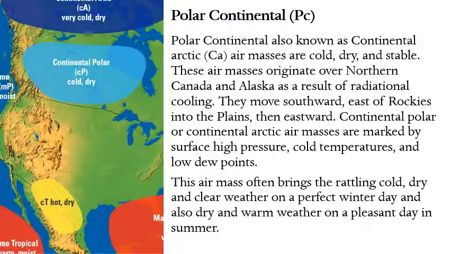So these are the characteristics of the polar continental air mass. This brings rattling cold, dry, and clear weather on a perfect winter day and also dry and warm weather on a pleasant day in the summer. So kapag meron tayong polar continental air mass on a winter, it will have a clear sky winter, parang malamig lang talaga yung hangin na nadala ng polar continental.